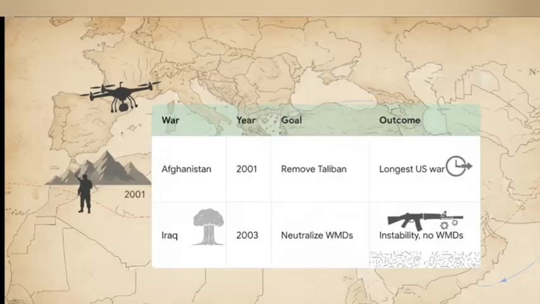We can see the direct result of that massive policy expansion by comparing two major modern conflicts. The Afghanistan War, launched in 2001, had the goal of removing the Taliban and dismantling al-Qaeda. It ultimately became the longest U.S. war in history. Then, the Iraq War in 2003 was justified by claims of neutralizing weapons of mass destruction. However, as we know, no WMDs were found. This led to intense criticism over intelligence failures, and much like the borders drawn by empires nearly a century earlier, it resulted in massive regional instability that continues today.